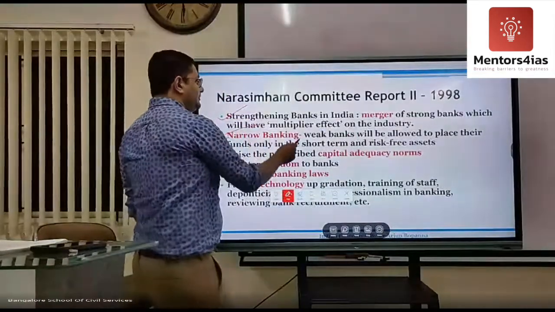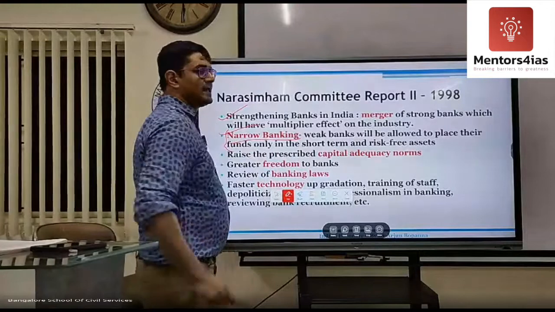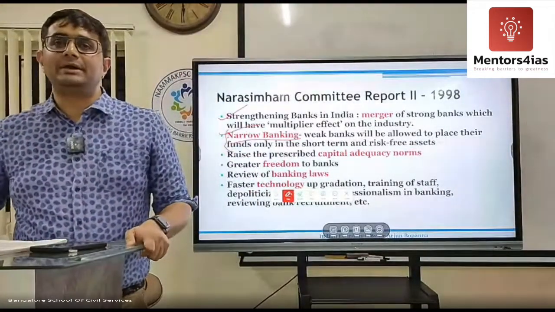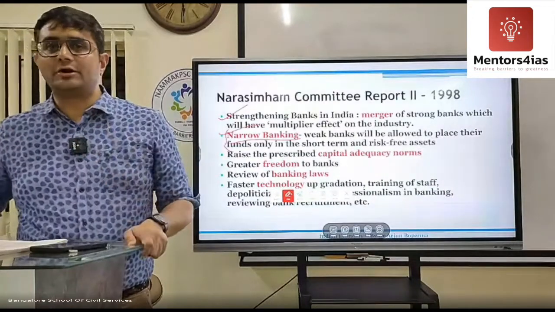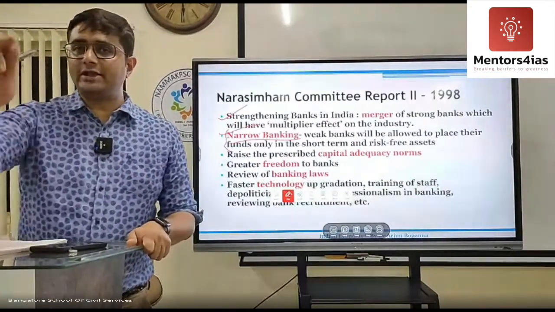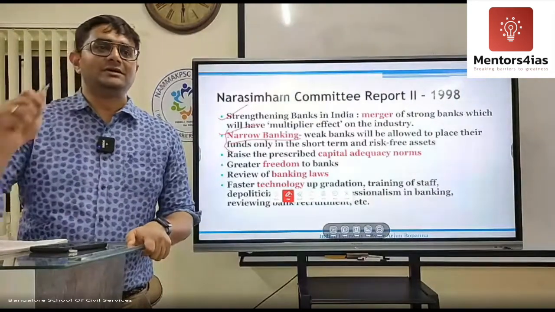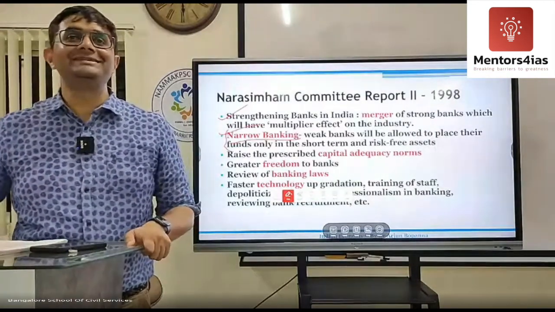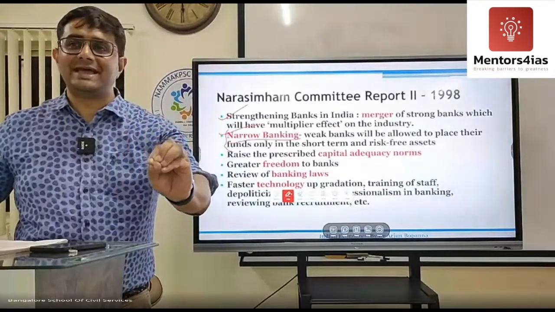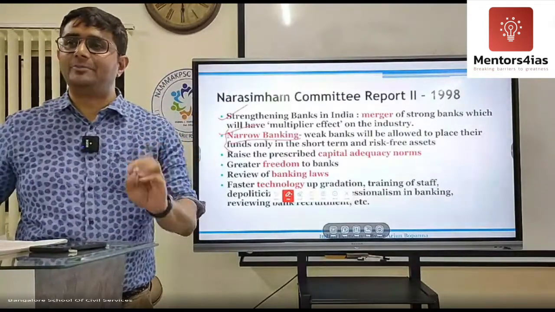Then narrow banking. So this you can remember. Narrow banking can be asked, just one sentence. So sometimes what will happen is when the banks are not performing well, RBI can direct them that you don't give loans because you are not very effective in recovering these loans. Instead, you invest in a safe investment like a bond.